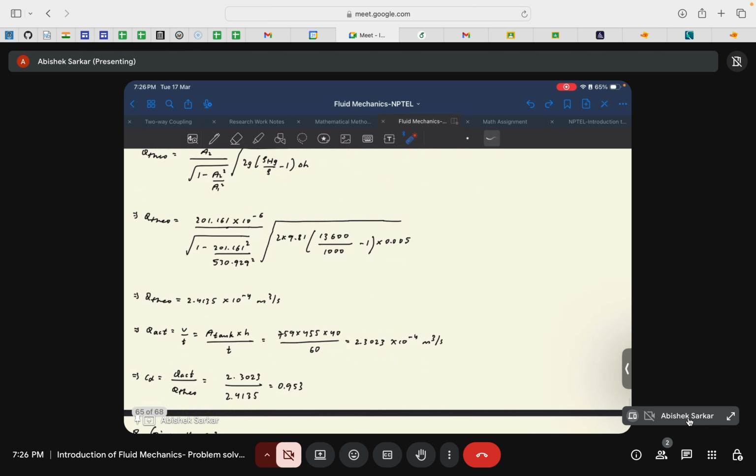Now the actual discharge is given by the volume of the water inside the tank divided by the time required to empty the tank. That would be 759 times 455 times 40 divided by 60, of course times 10 to the minus 9 to get it in terms of meter cube. So you will get Q actual to be 2.3023 times 10 to the minus 4 meter cube per second. Then CD is Q actual by Q theoretical, which is equal to 0.953, again within the conservative range of the coefficient of discharge.